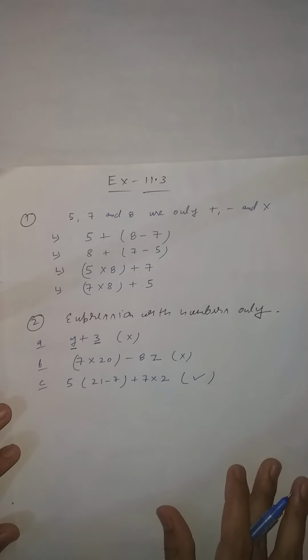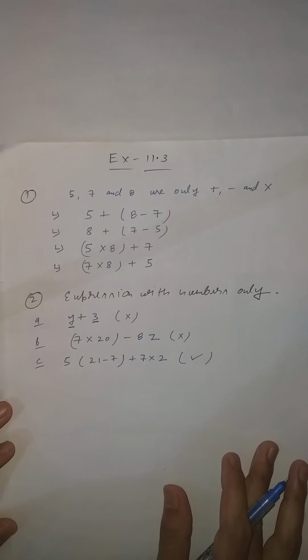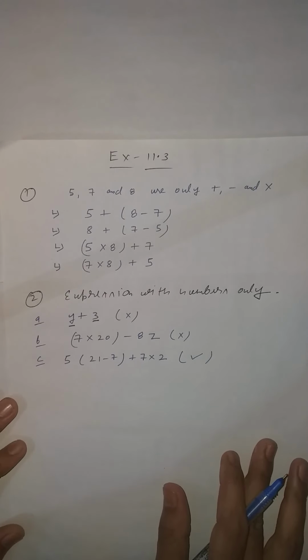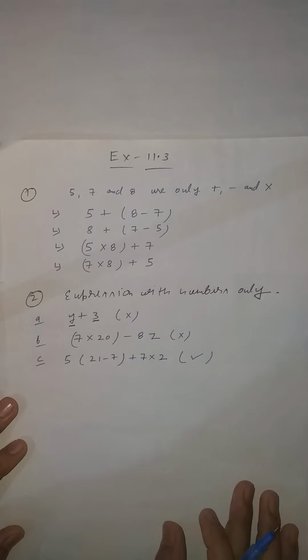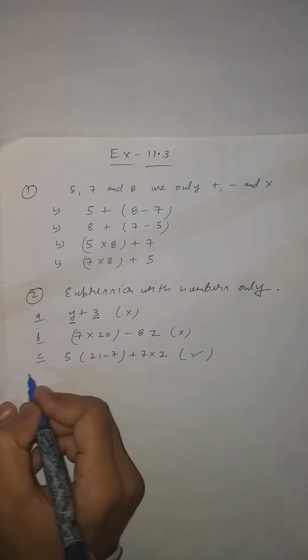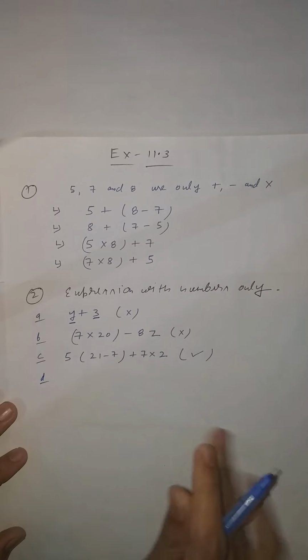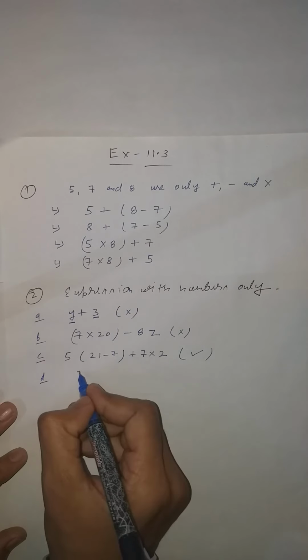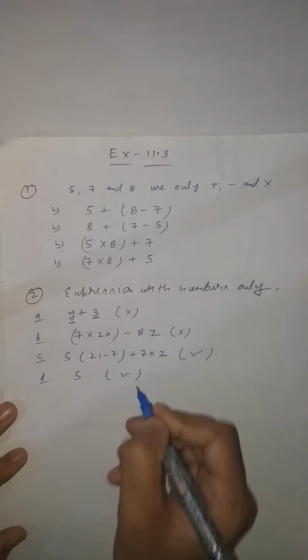Because you have to find the expression with numbers only. There should be no variable. Constant I explained: constant means only number and variable means x, y, z, a, b, c. Clear student? Now come to the next. You can check D also. 5 is given. So 5 is also a number. So this is also our answer.